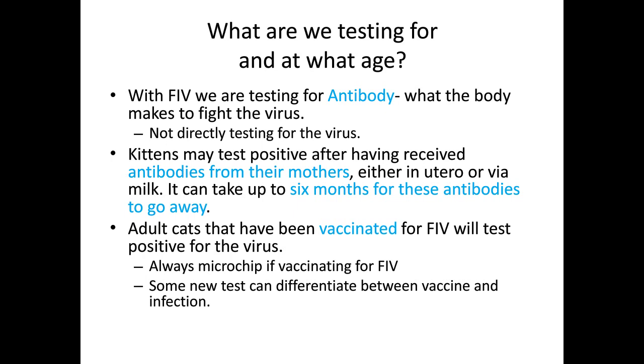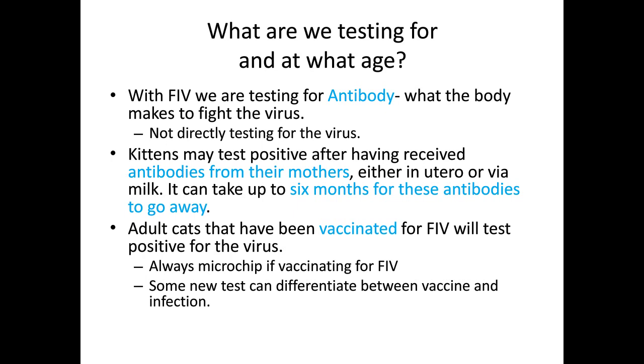They do get the antibodies through the milk and in utero, but they do not catch the actual virus in the milk or in utero. So an FIV positive cat could be a surrogate mother for negative kittens, but it's going to give them a false test. So we want to be aware of that and try to avoid that situation.